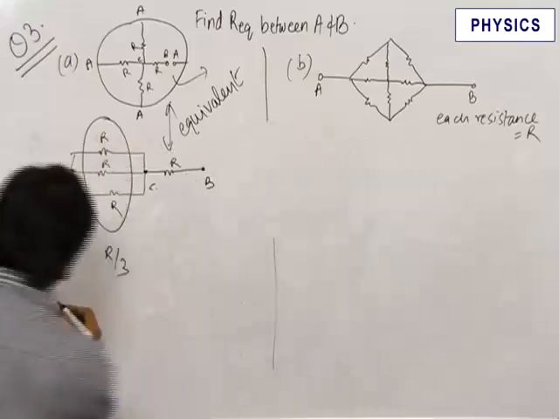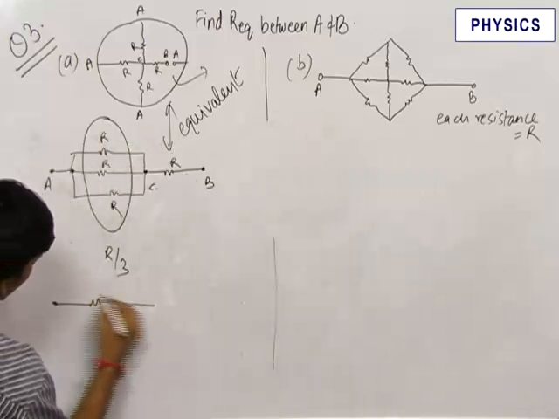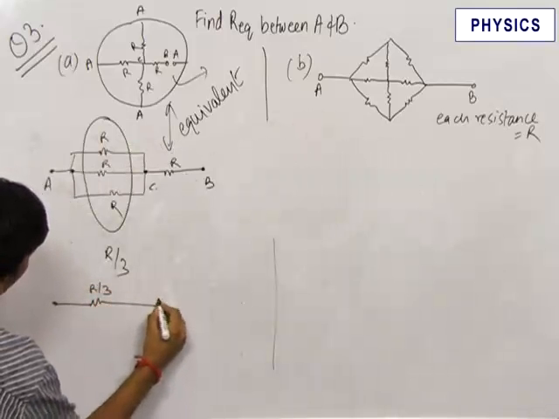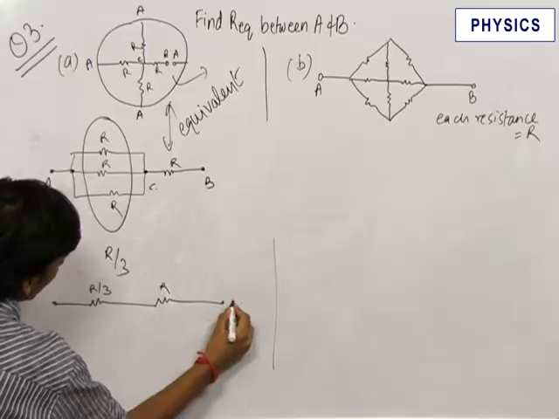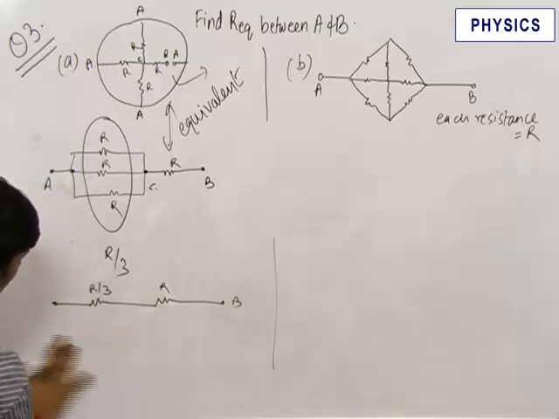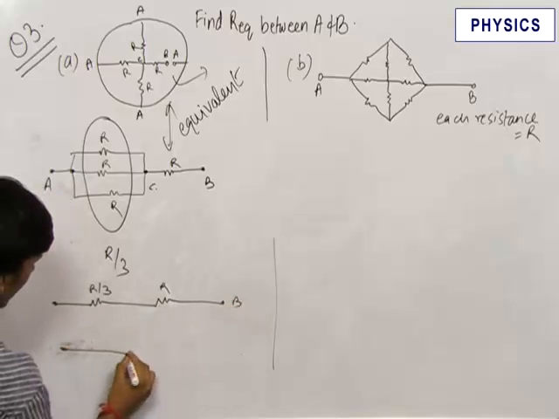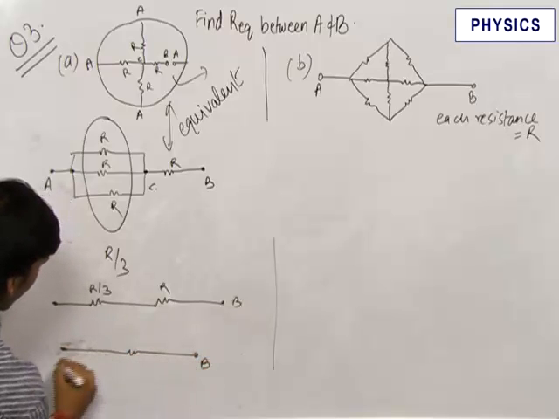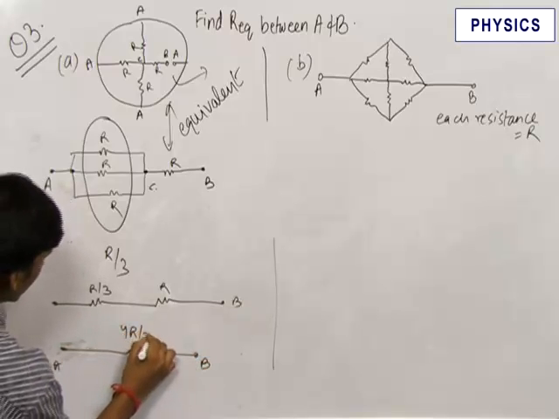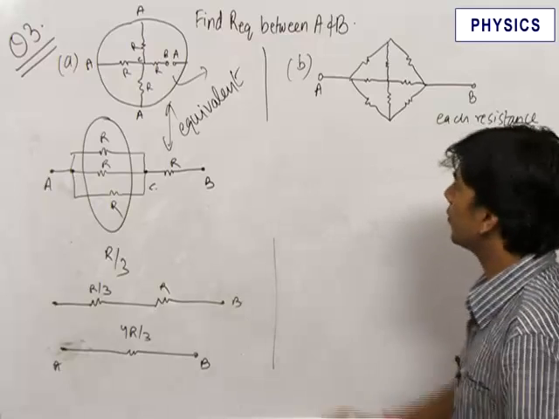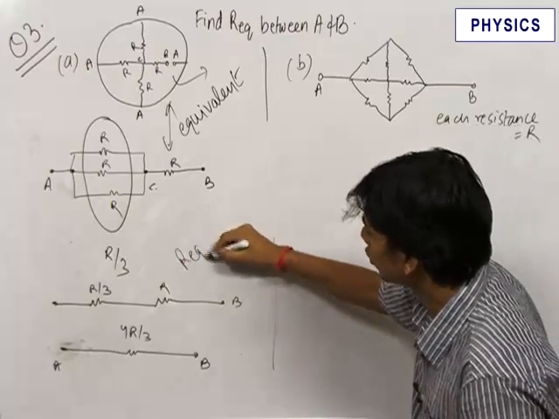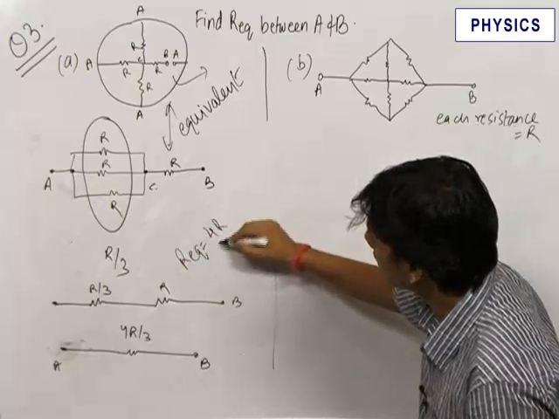Now this R by 3, again replace it by R by 3 and we have another R over here. So the equivalent of these two will be equal to 4R by 3 between A and B. Since these two are in series, we add them up. Therefore, the final answer for the R equivalent in the first case comes out to be equal to 4R by 3.